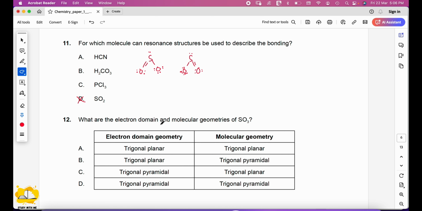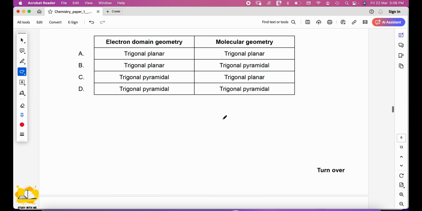What are the electron domain and molecular geometries of SO3? SO3, this would be the Lewis structure, so it is trigonal planar for the electron domain geometry and also the molecular geometry. So the answer will be definitely A.